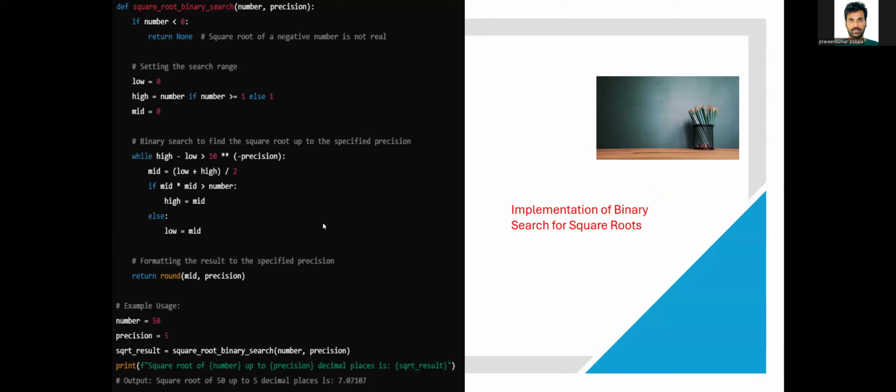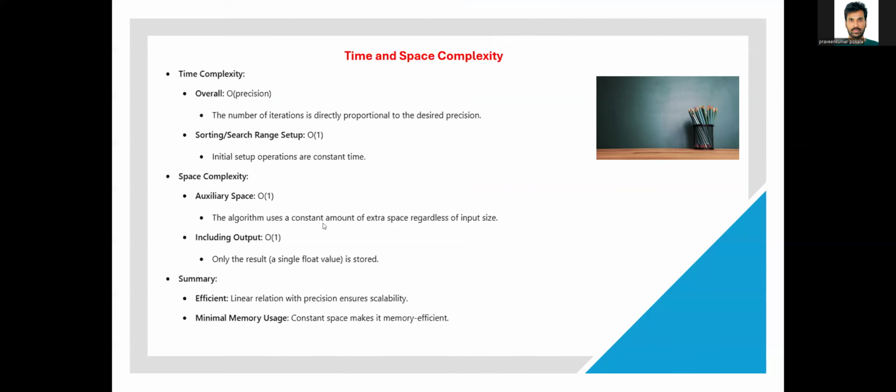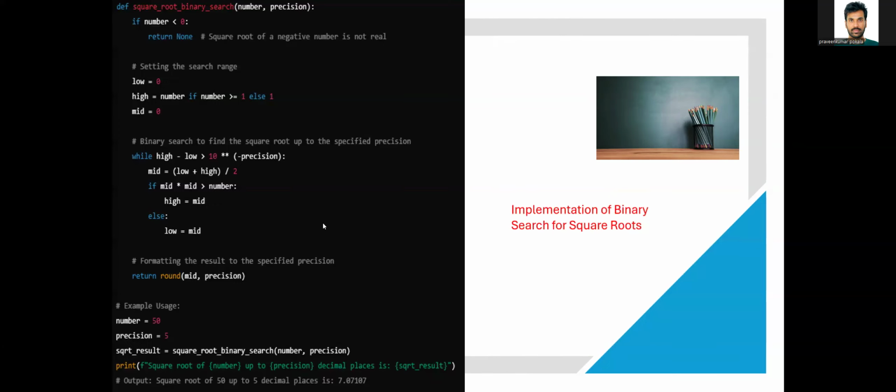Here, let's see its implementation. Let's look at the function which calculates the square root of a given number up to a specified number of decimal places using the binary search method. The first condition is: if number is less than 0, return None. This block of code handles negative numbers. If there is a negative number, it doesn't give anything, it returns None.